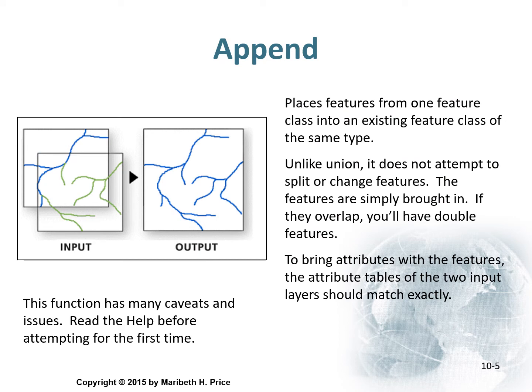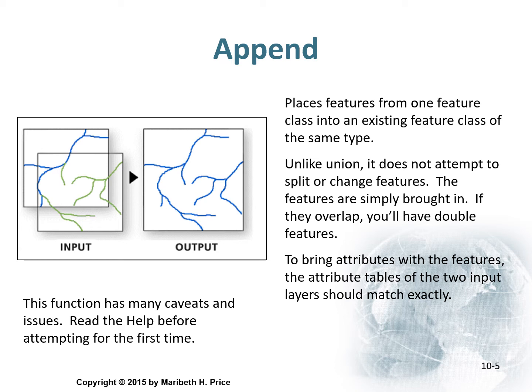Append is another common feature that we come across and use. Append places features from one feature class into an existing feature class of the same type. So it takes some lines that are in one data set and adds them into another data set of lines. It takes a data set of points in one data set and adds them to another data set of points.